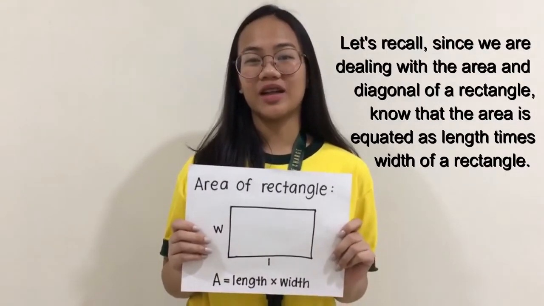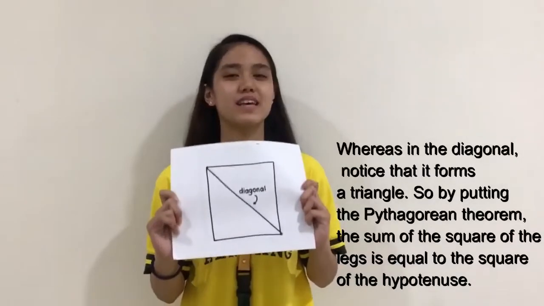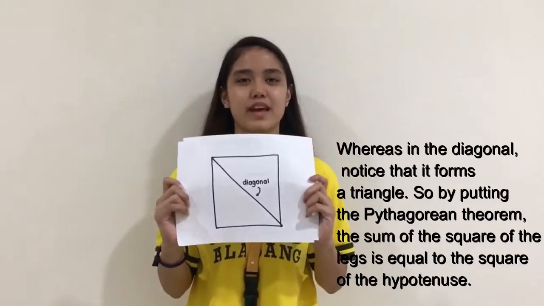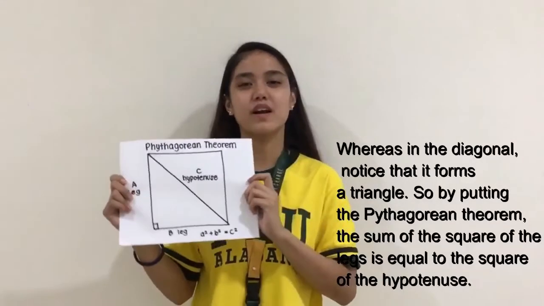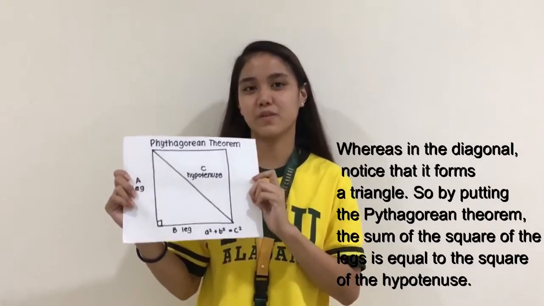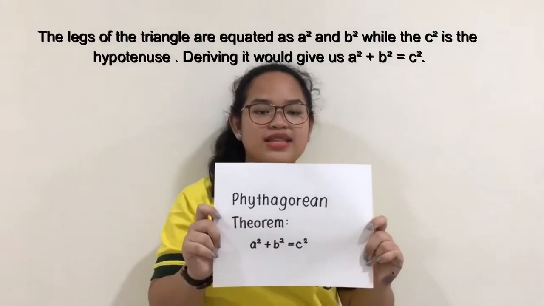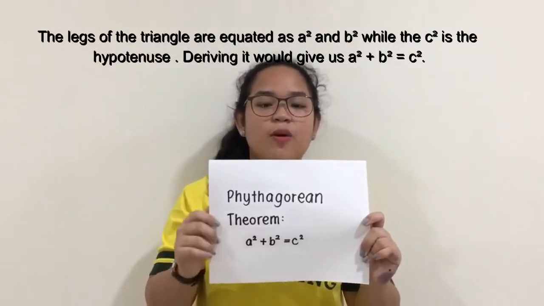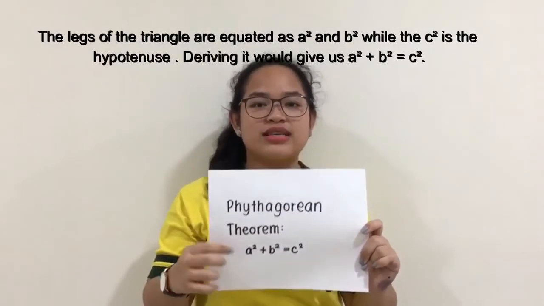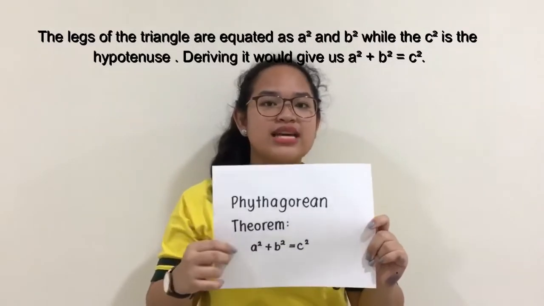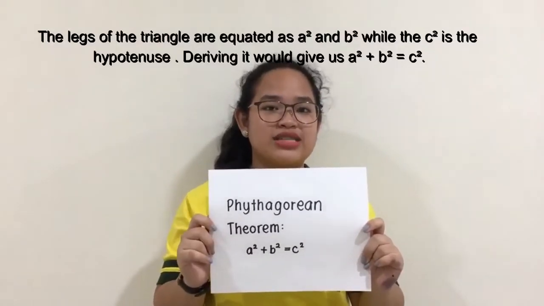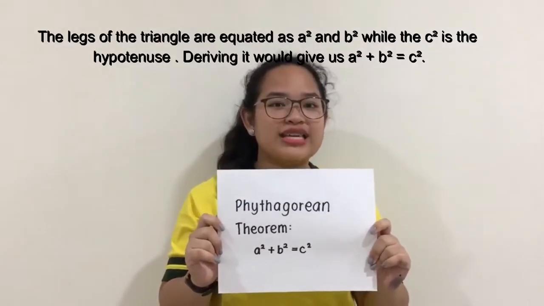length times width of a rectangle. Whereas in the diagonal, notice that it forms a triangle. So by putting in the Pythagorean theorem, the sum of the squares of the legs is equal to the square of the hypotenuse. The legs of the triangle are a squared and b squared, while c squared is the hypotenuse. So deriving it would give us a squared plus b squared is equal to c squared. So that is the Pythagorean theorem.